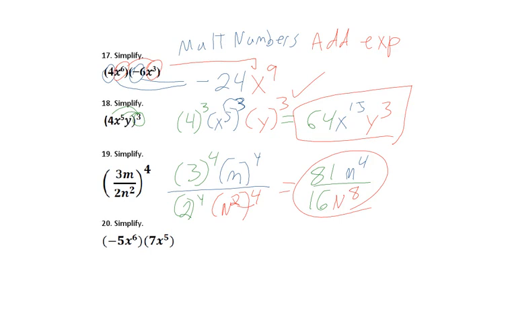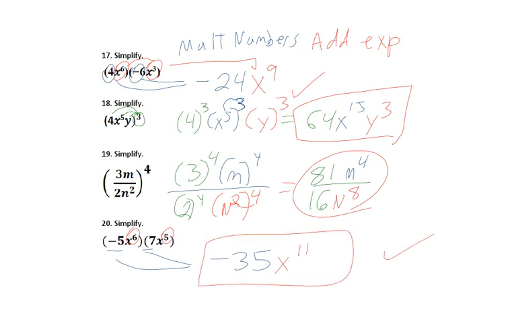Question 20 is just like question 17. Multiply the numbers, add the letters. So, negative 5 times 7 is negative 35. So that's done. And then 6 plus 5 is x^11. And that's done. And that concludes part 2 of the Practice Test 4 exam.